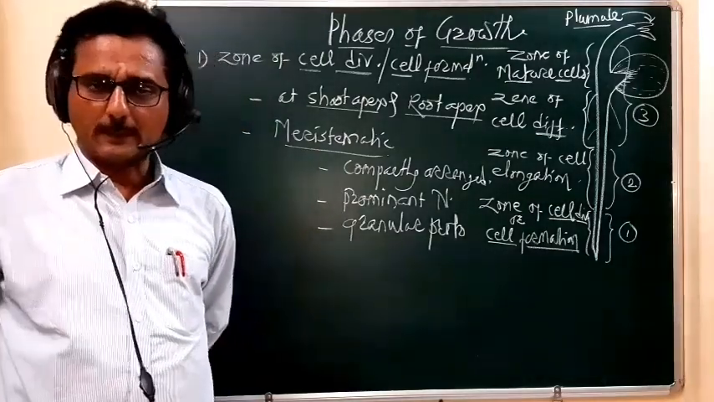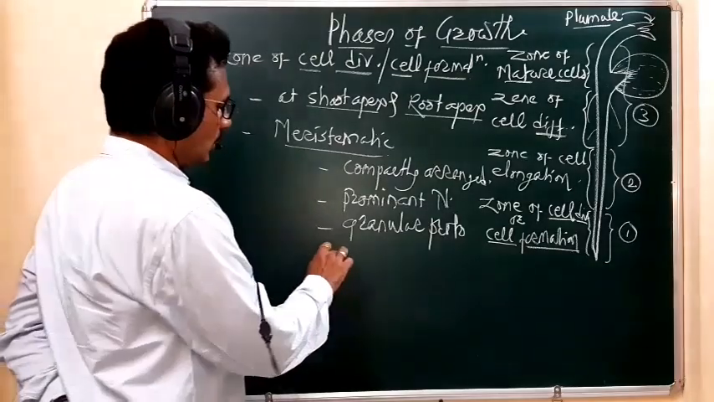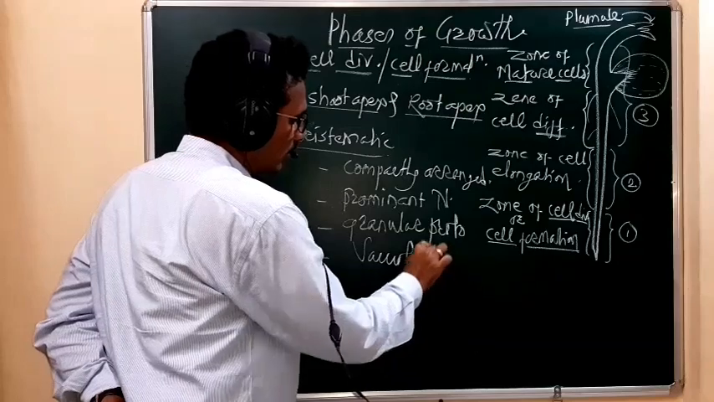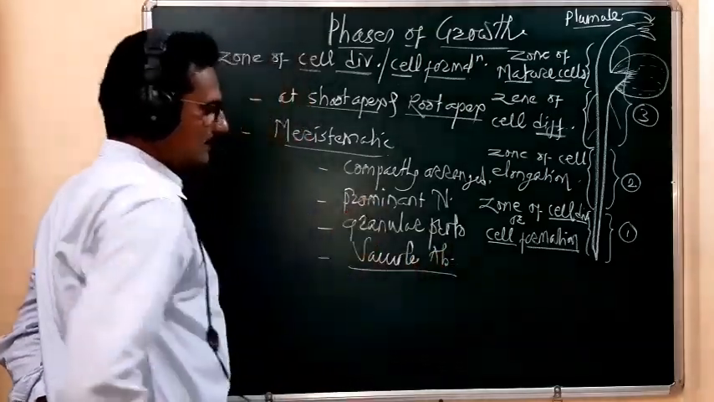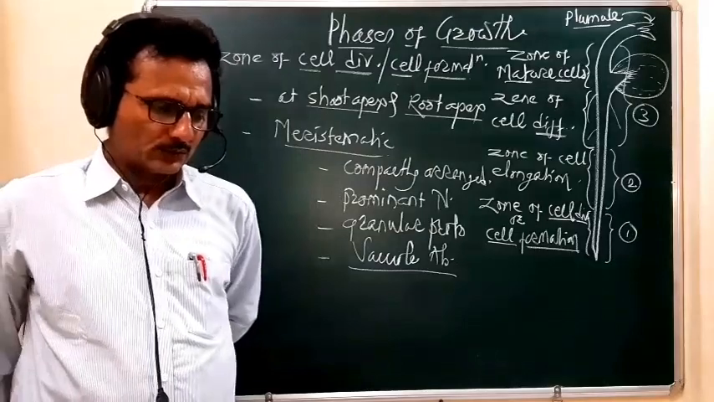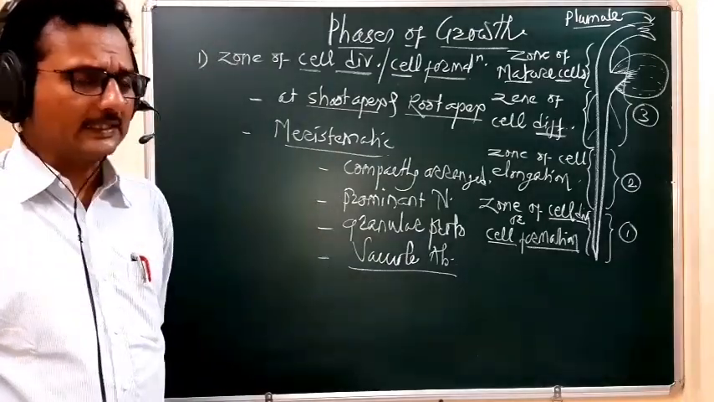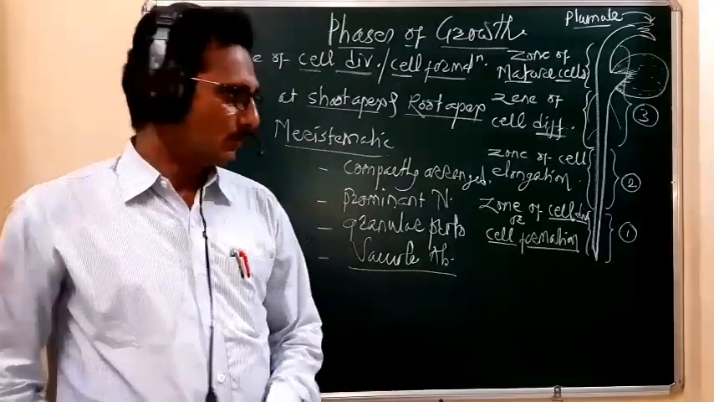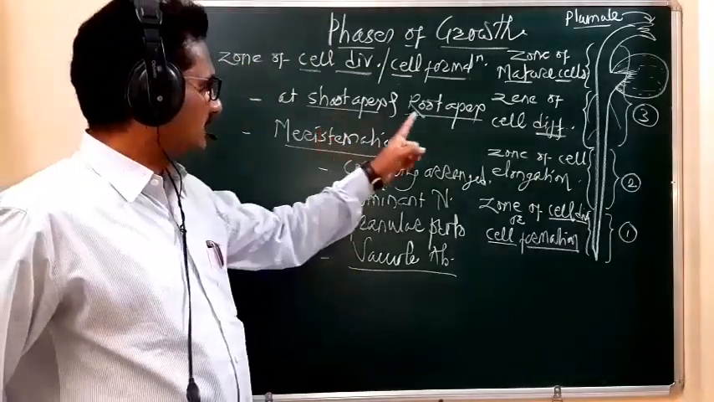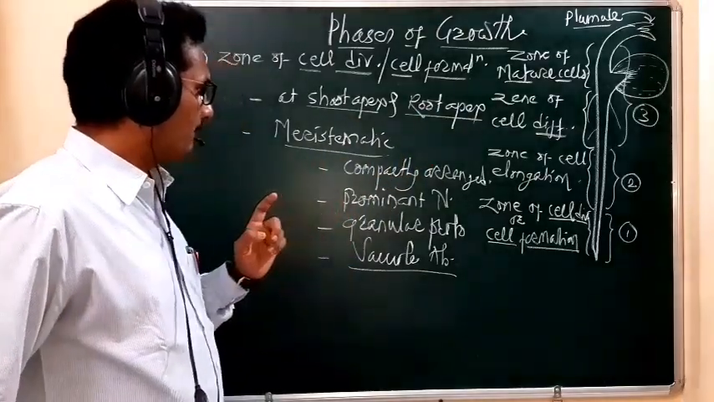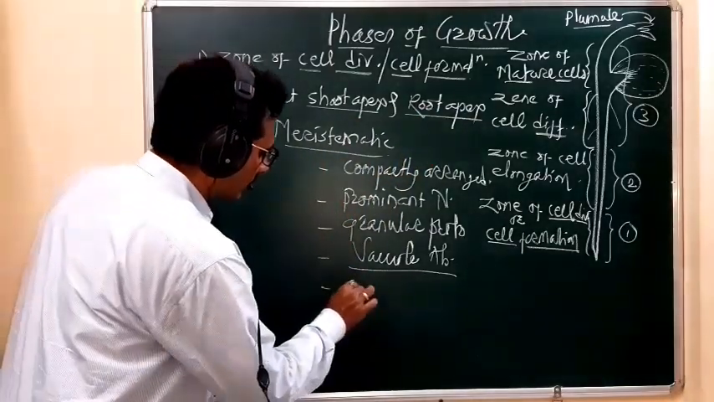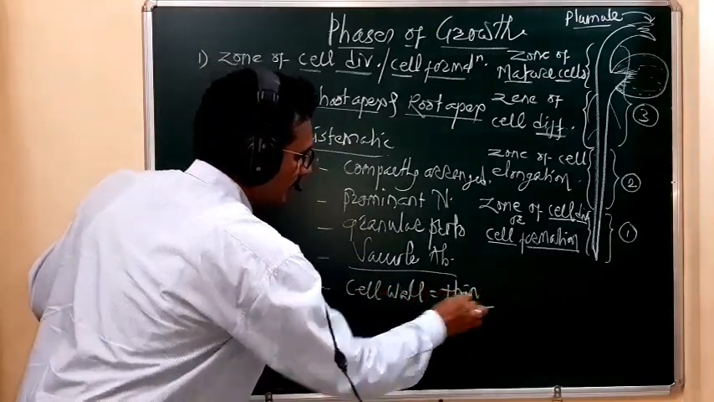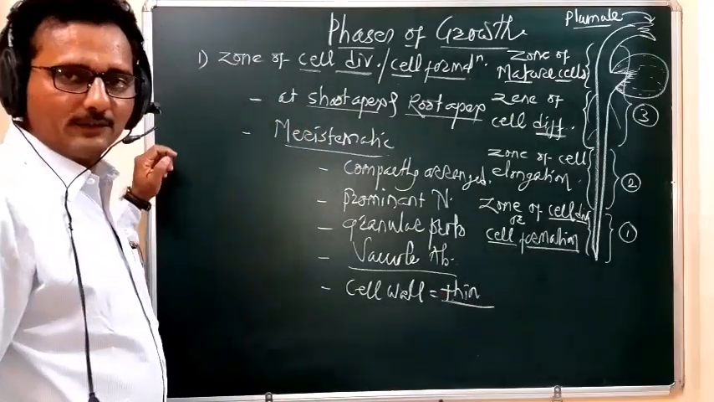And remember one more thing: these cells never show a vacuole. Vacuole is absent. Such characteristic features are shown by the cells which are situated at the shoot apex and at the root apex. One more thing, the cell wall of these cells is very thin. They have a very thin cell wall.